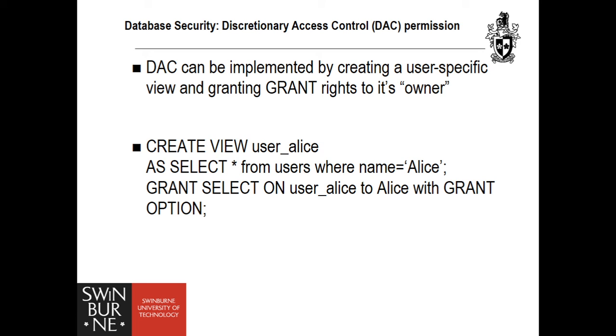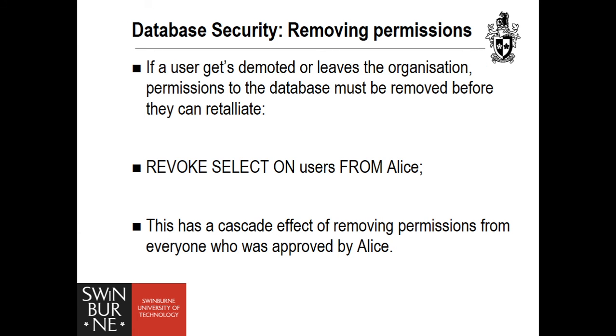DAC can be built by creating a user-specific view and granting the grant right to its owner. You can create a view, select, and grant select with grant option. If a user gets fired or leaves the organization, permission to the database must be removed before they can retaliate, by revoke select on user from Alice. This has a cascade effect of removing permission from everyone who was approved by Alice.